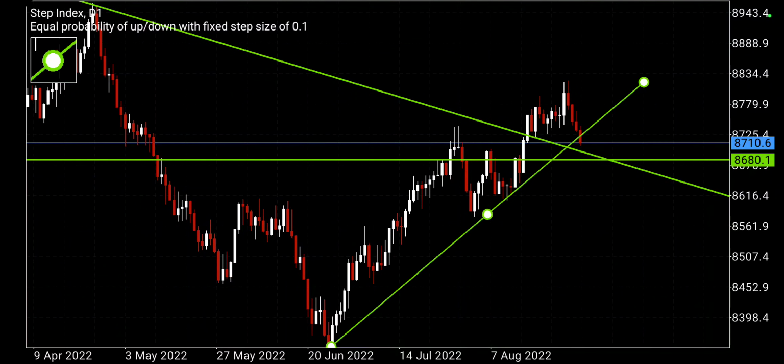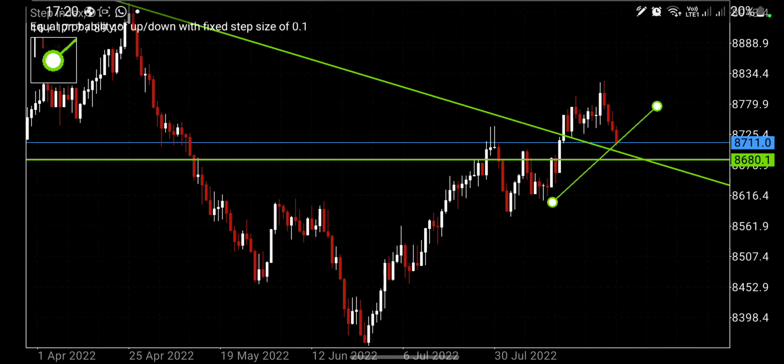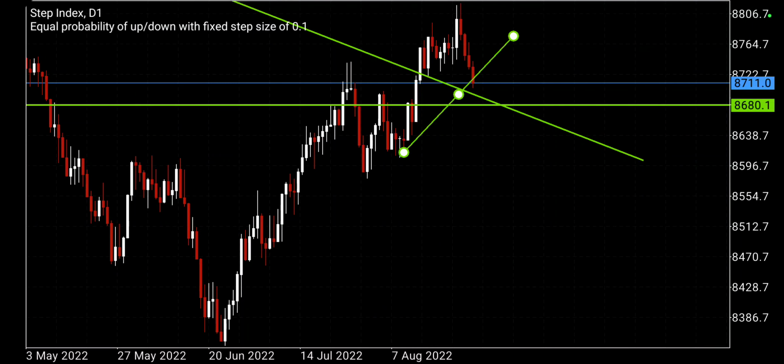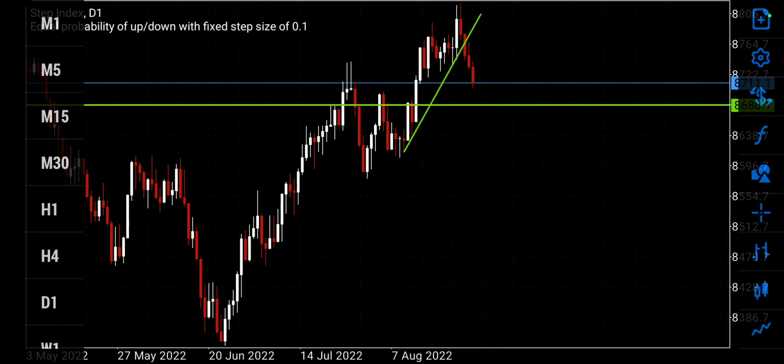So this was our weekly trend line. Now that is a daily, and we understand that each time frame can have its own trend line. This is what we're having on daily. We can remove this for now. So that's our daily trend line.